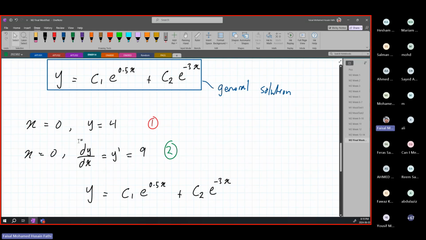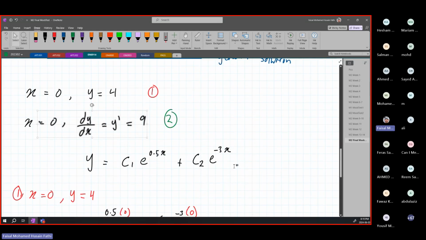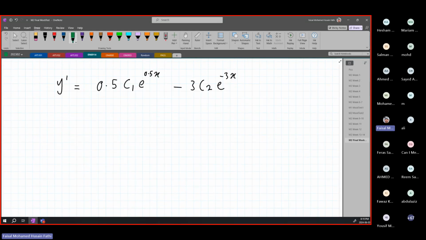We can take our boundary conditions here, which is x equals 0, y prime equal 9, and plug them in. So x equals 0 and y prime is equal to 9. We're going to plug them into this equation. So y prime is equal to 9. This is equal to 0.5 c1 e to the power of 0.5 times 0, which is the value of x, minus 3 c2 e to the power of minus 3 times 0.